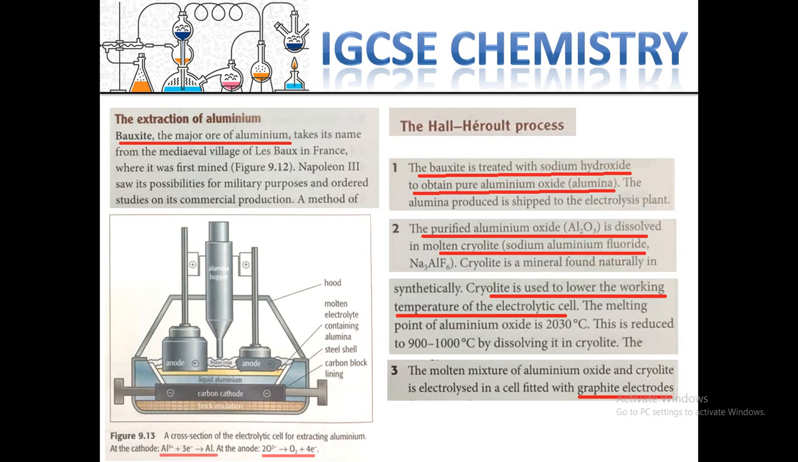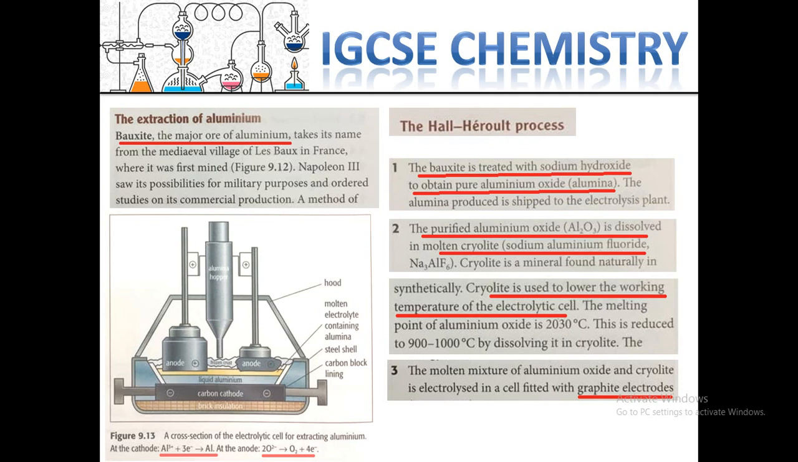At the normal condition, it requires about 2030 Celsius temperature, but when we use the cryolite, the temperature can be reduced to 900 to 1000 Celsius. So reducing temperature means we can save more energy. We will not waste the energy. So this is the reason why cryolite is used for this process.